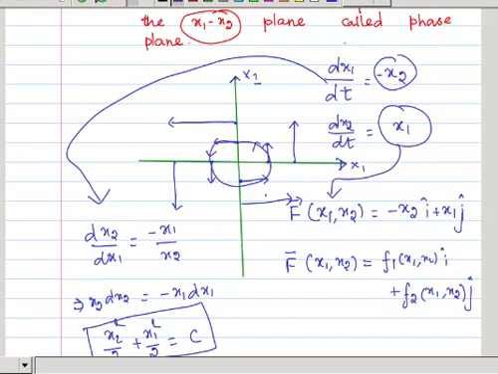Very easily you can plot this type of vector field. And if you know how to plot the vector field, you can easily extend it to the phase plane also.